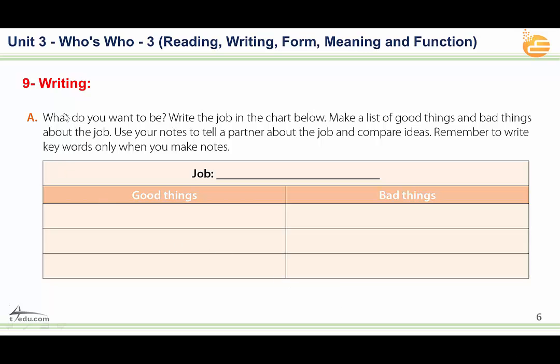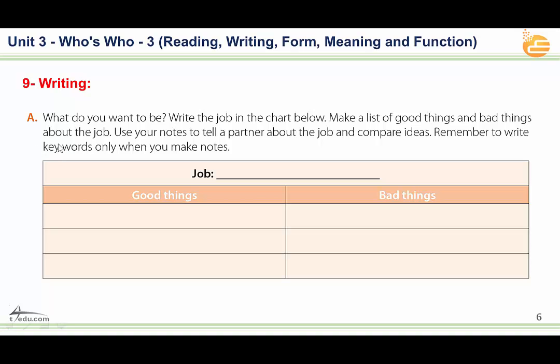Okay, now let's go to the writing. We have writing now. A, what do you want to be? Write the job in the chart below. Make a list of good things and bad things about the job that you choose. Use your notes to tell a partner about the job and compare ideas. Remember to write keywords only when you make notes. You have to write keywords, not the whole sentence, not the full sentence. Keywords, just one or maybe two words.